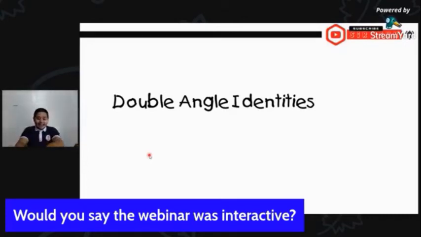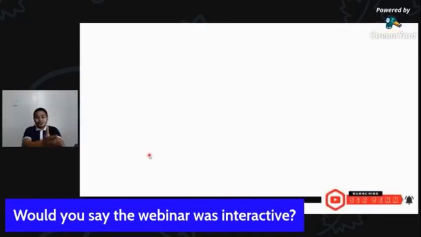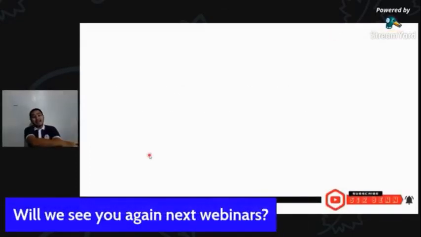For double angle identities, I'm not going to introduce a new process here. Why? If we want to double a number, aren't we simply adding the number to itself? So in that case, double angle identities is just simply using the sum identities, the first example that I presented a while ago. So let's proceed to the example using the double angle identities.